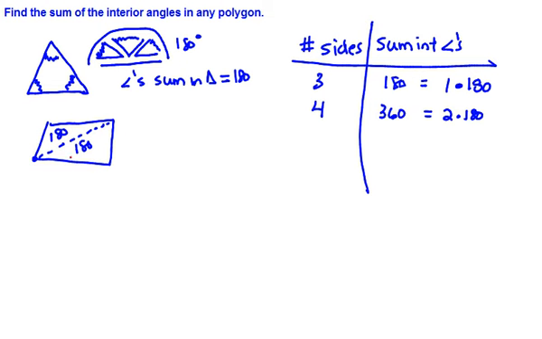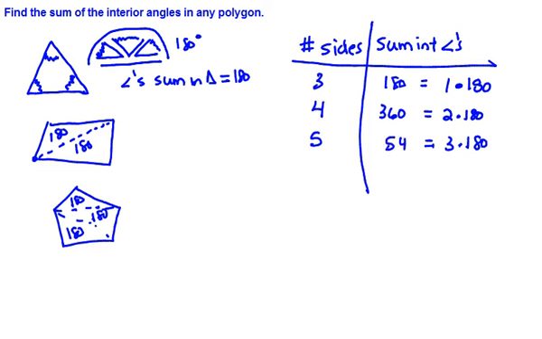If I do the same thing with a 5-sided figure, a pentagon, I start at one corner and draw all the diagonals that I can from that one corner. I now have 3 triangles that are each 180 degrees. So in a 5-sided figure, I have 3 times 180, which is 540 degrees.